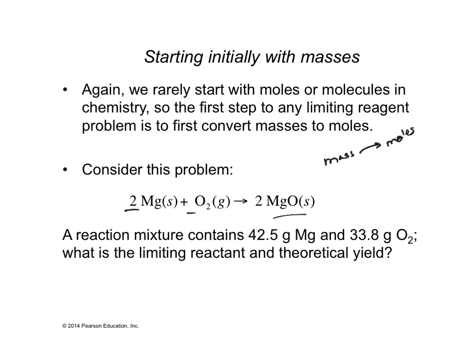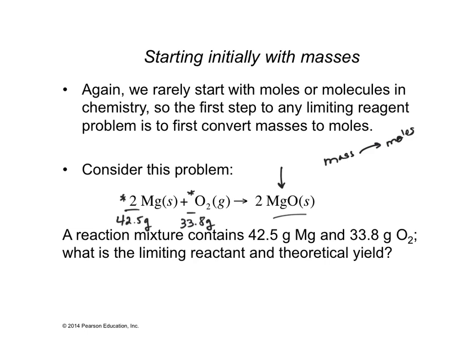So, in this reaction, we have 42.5 grams of magnesium. Again, we went to the store, we bought 42.5 grams of magnesium, and we have 33.8 grams of oxygen. So the question is, how much magnesium oxide in grams can we theoretically produce given these two starting materials, okay? So now, the first step in this is going to be taking our two initial masses and converting to moles, okay? First step is always conversion to moles.